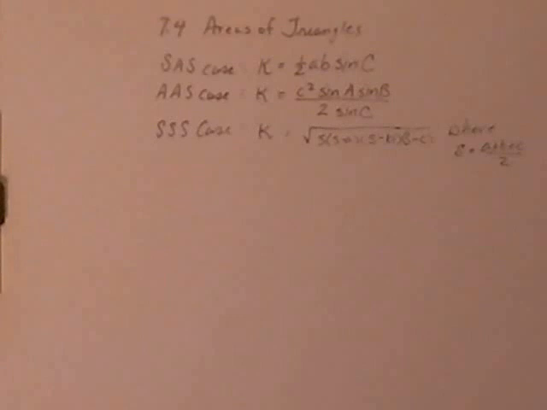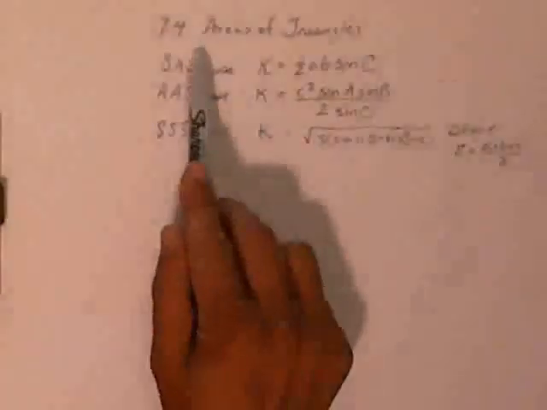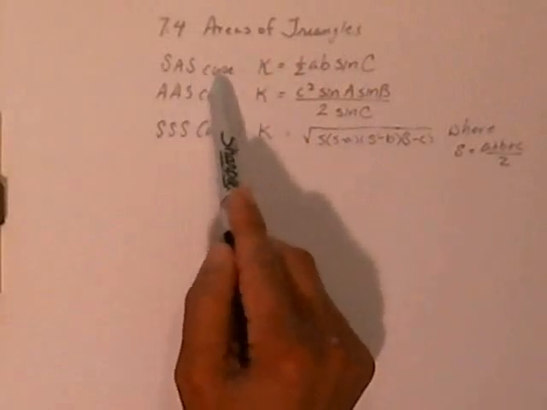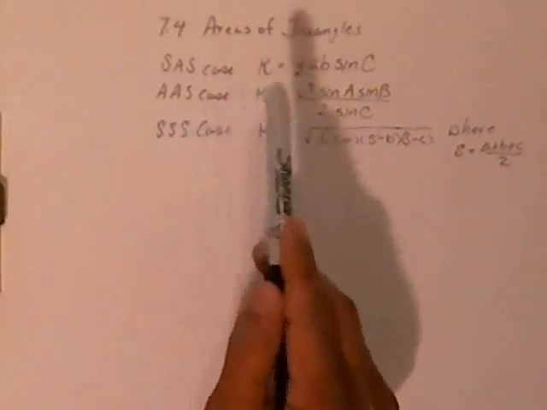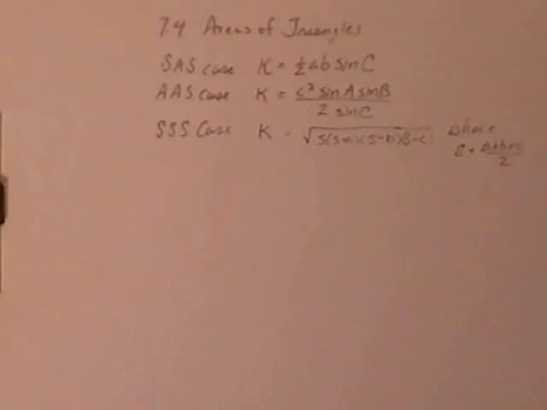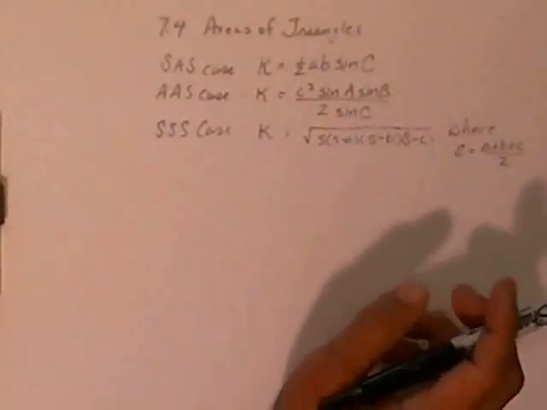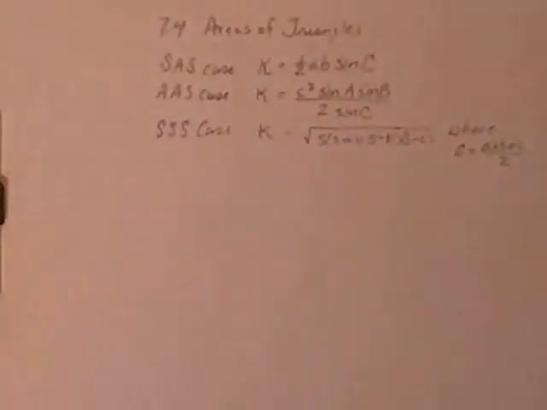Welcome to Trigonometry. This time we're going to be looking for the areas of triangles, any type of triangle, given the SAS case, the AAS case, and the SSS case. The formulas are pretty complicated for all three of them, and I'm going to be deriving some of these formulas as we go along.